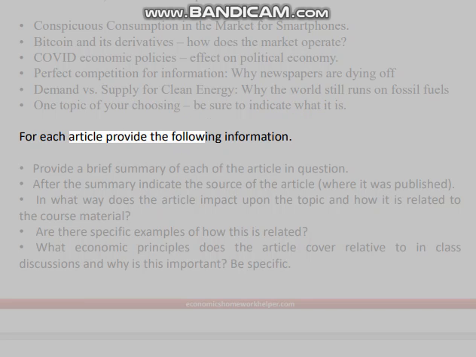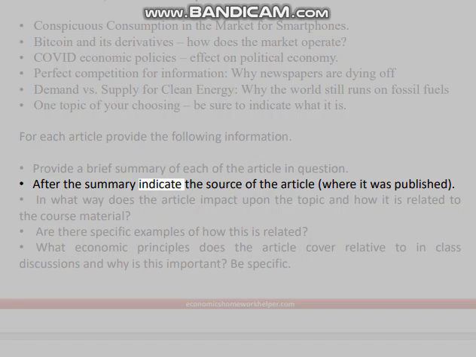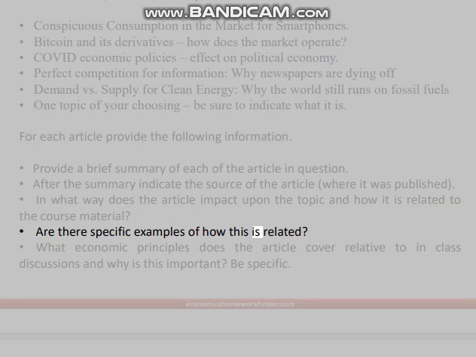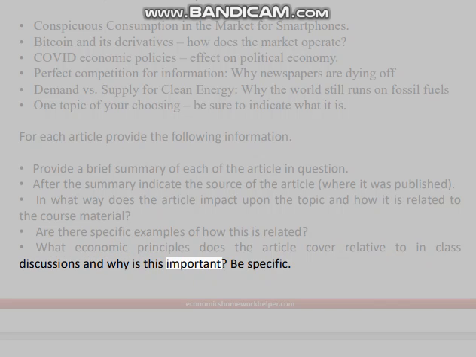For each article provide the following information. Provide a brief summary of each of the article in question. After the summary, indicate the source of the article, where it was published. In what way does the article impact upon the topic and how it is related to the course material? Are there specific examples of how this is related? What economic principles does the article cover relative to in class discussions, and why is this important? Be specific.